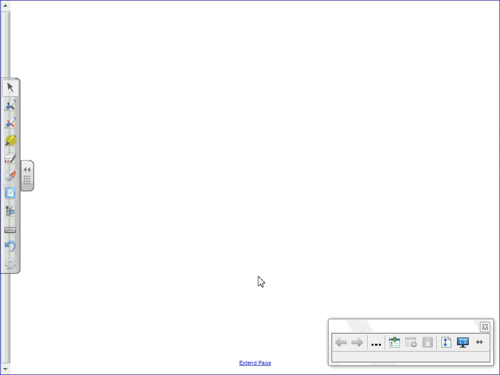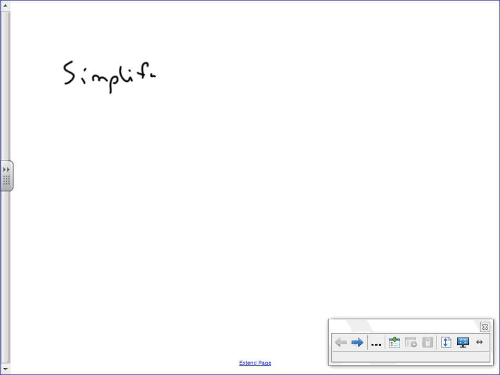Okay, ladies, I'm going to do a very quick lesson on something called simplifying radical expressions. All right, and this is the foundation for it. Just take a look at this concept right here.